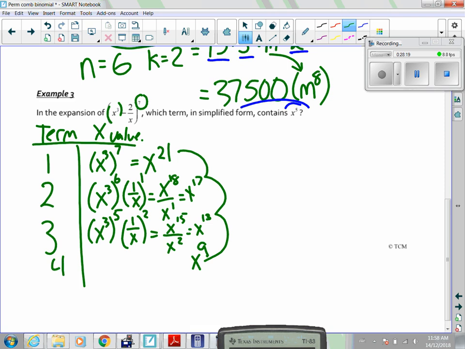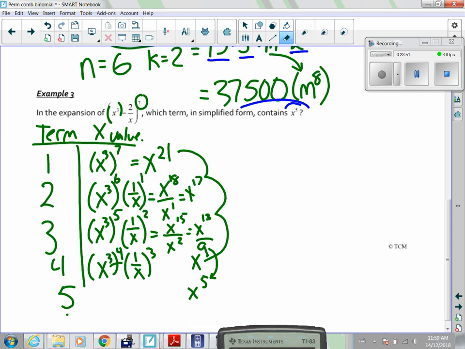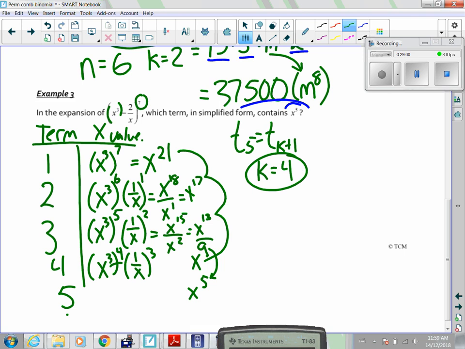So let's try this. Term 4, x cubed to the 4th, 1 over x cubed. This is x to the 12 over 3. That gets me x to the 9th. And then that means my next one is going to be x to the 5th. So you can see the pattern goes down by 4, and you can just follow the pattern. So that means my term number is 5, which means term 5 equals t sub k plus 1, which means my k equals 4. And again, I found the same information.